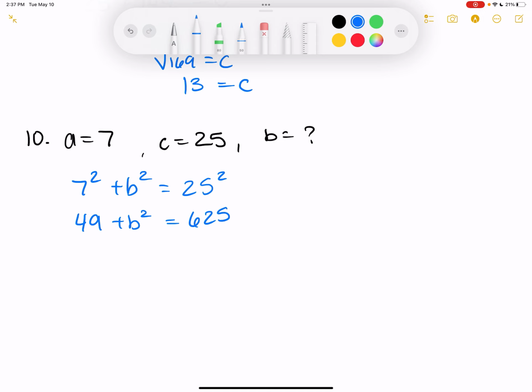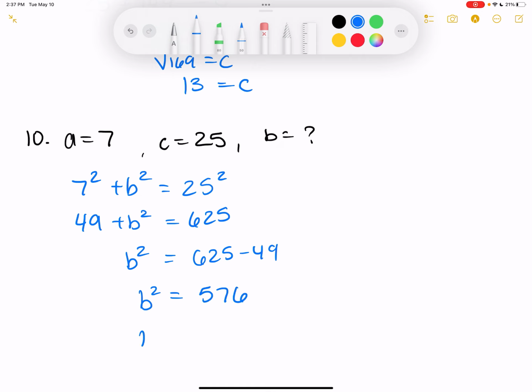Hear me out. I'm probably going to just let you have a calculator so that you can do that, your basic calculator that you had before, or I'm not going to give you numbers that are that difficult. So b squared equals 625 minus 49, which he found out for us is 576.